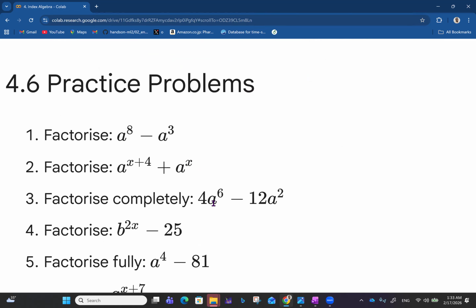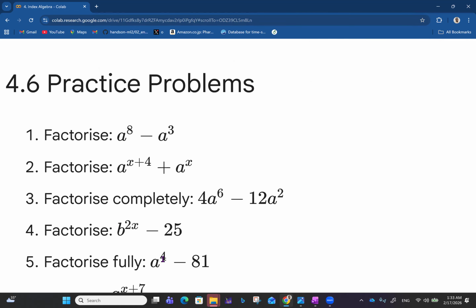Then factorize completely 4a raised to 6 minus 12a squared. So 4 is common for 4 and 12. a squared is common for a to the 6 and a squared. So you have 4a squared into a to the 4 minus 3. Then factorize b to the 2x minus 25. That will be b to the x raised to power 2 minus 5 raised to power 2. That will be b to the x minus 5 into b to the x plus 5.